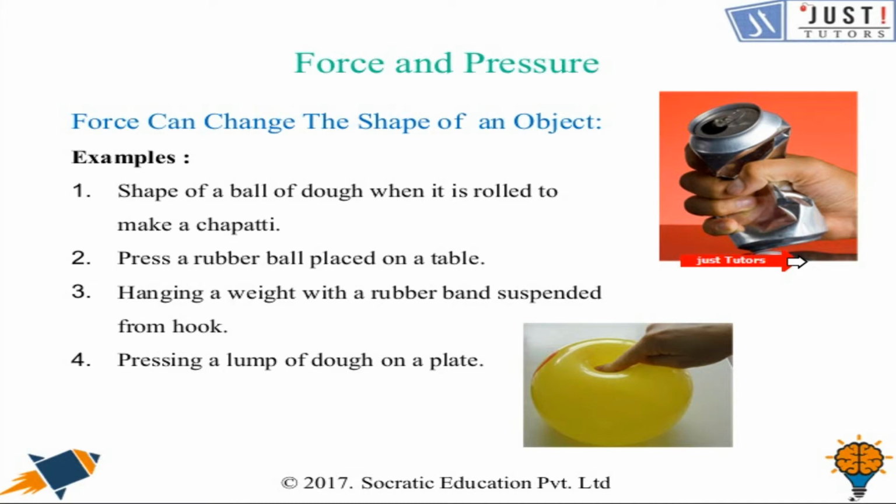In all cases, you can notice that there is an application of force on the object which causes the change in the shape of the object. Here we have some examples by which we can relate this topic. The first is the shape of a ball of dough when it is rolled to make chapati. The second is pressing a rubber ball placed on the table. Let's say this is a rubber ball here and it is pressed. So you can see the shape is slightly changed. First, when the force is not applied on this ball, it was spherical. Now it is in a different shape after applying the force.